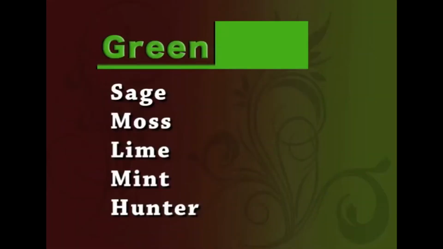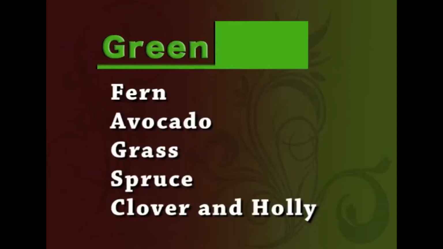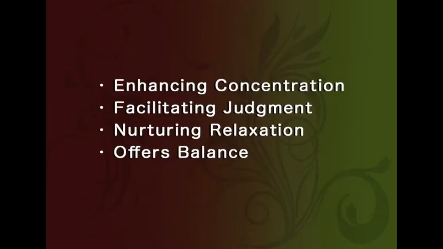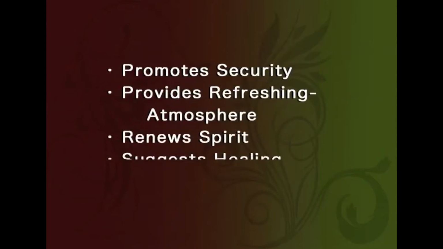Colors from this area of the palette include sage, moss, lime, mint, hunter, celadon, olive, evergreen, leaf, emerald, fern, avocado, grass, spruce, clover and holly. And they have the feeling of receding away from the viewer. It has features like enhancing concentration, facilitating judgment, nurturing relaxation, offers balance, promotes security, provides a refreshing atmosphere, it renews your spirit and also suggests healing.